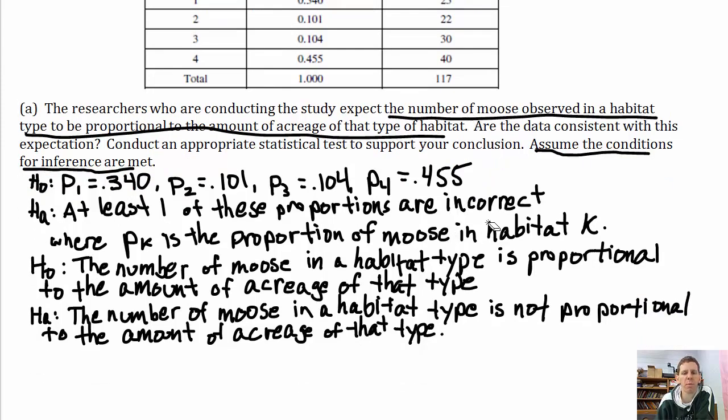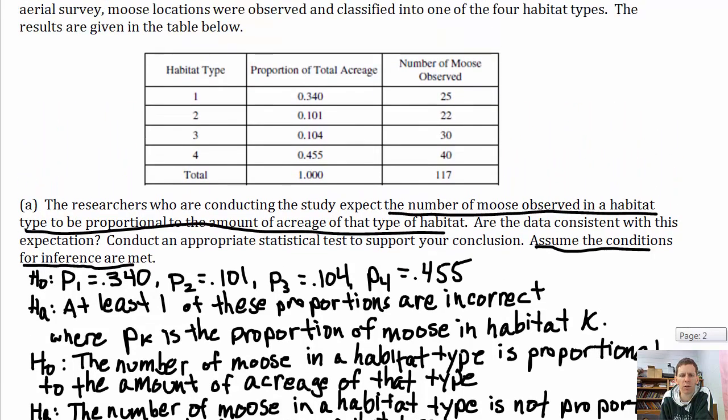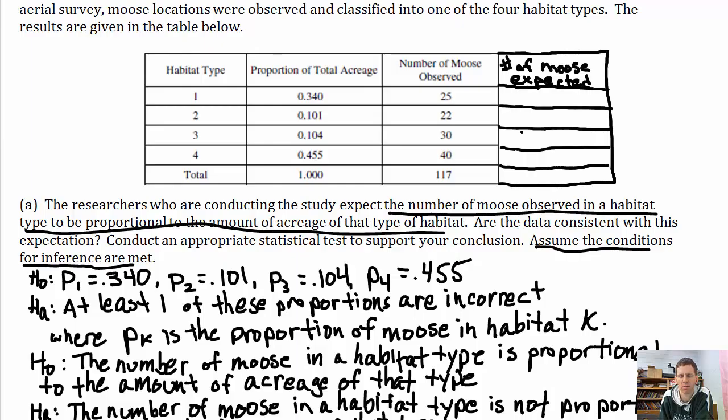In the second step of this problem, we check conditions. You'll notice that this glorious statement, assume the conditions for inference are met. Hooray, we are going to write that down. However, we are still going to write down the chart of expected values even though we are going to assume the conditions for inference are met. The expected values table is going to be attached to this observed values table that's already been created. So I'm going to add another column to this chart here. And this column is going to contain the number of moose expected.